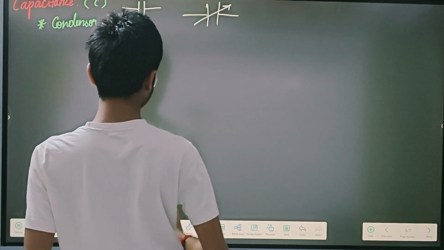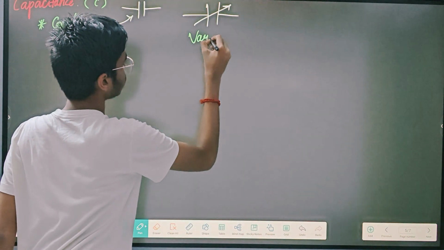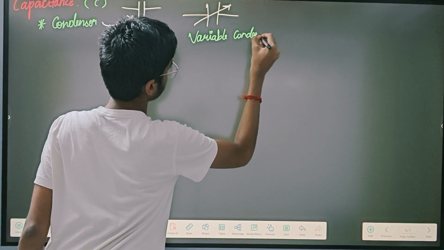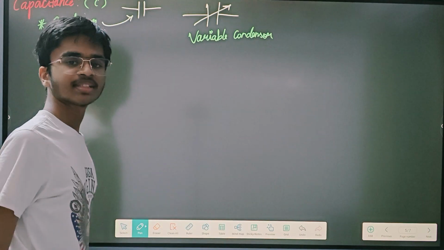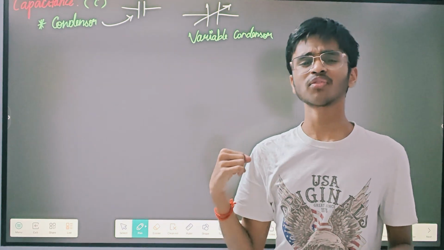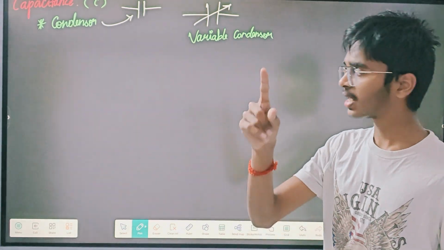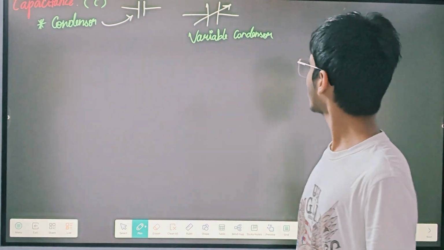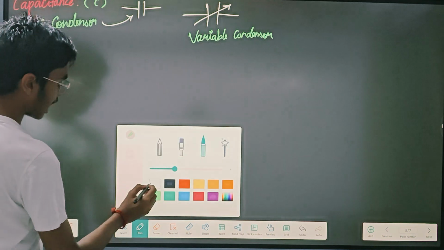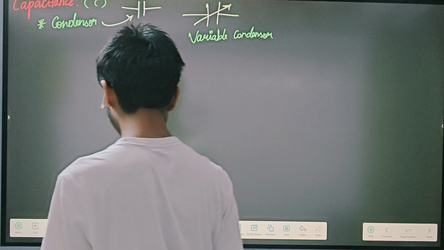Then what does this one mean? It means a variable condenser. We have a regulator for the fan to change its speed, so the speed of the fan is varying, and that is because the fan has a variable condenser in it. So how does this total system work? It works in a very simple way.